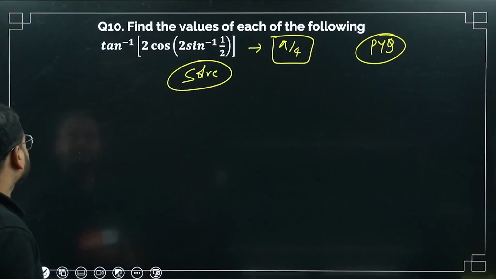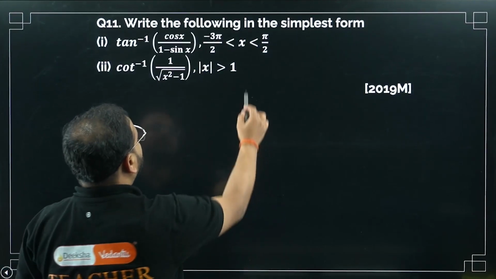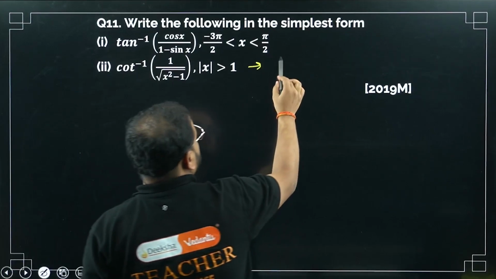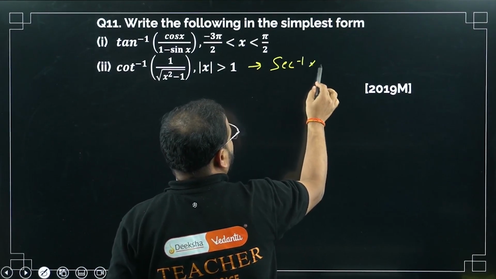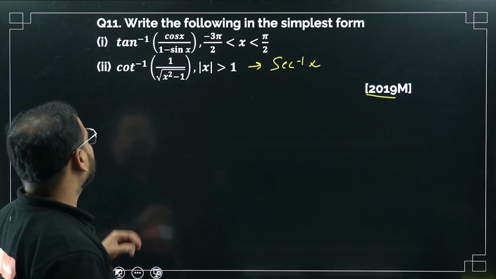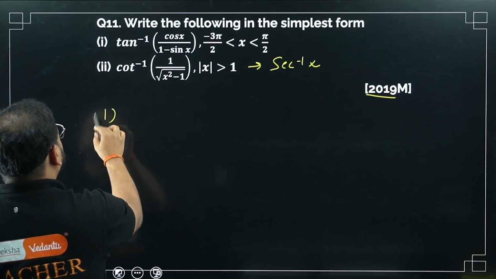Question number 11. This has 2 parts. This question I solved right now, no? What was this value? This is sec inverse of x. This was sec inverse of x. Again, a repeated question. Okay, sec inverse of x. So the second part, the first part I'll solve for you. Have a look.